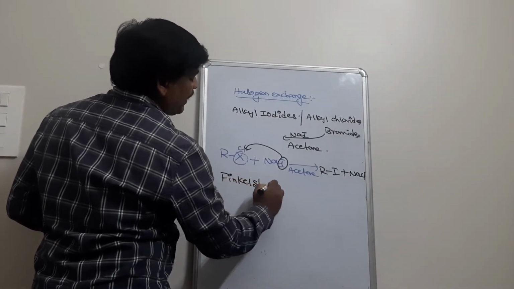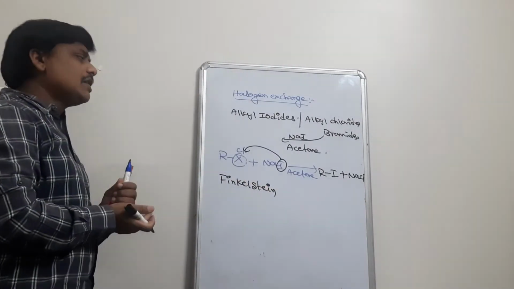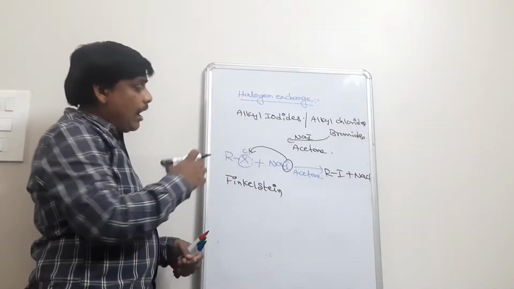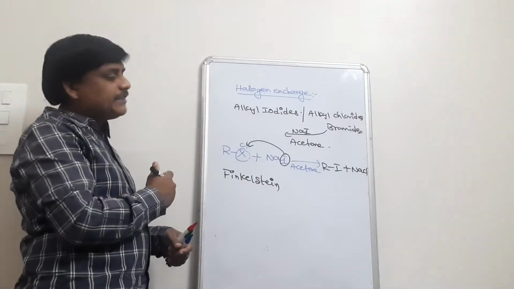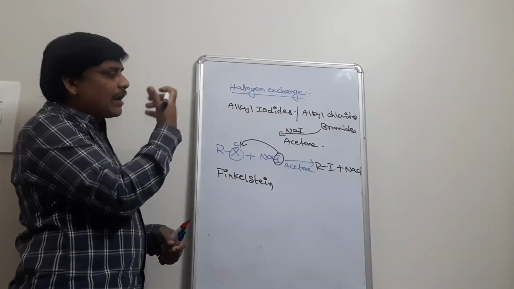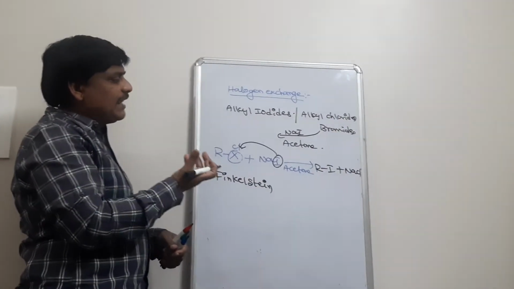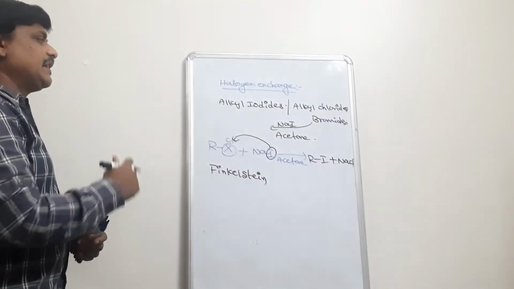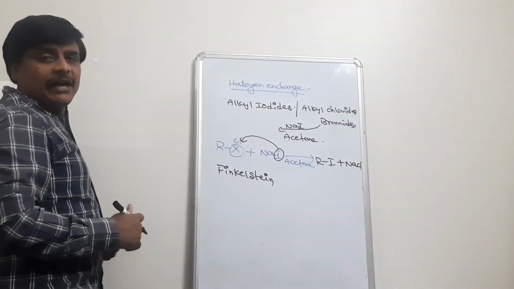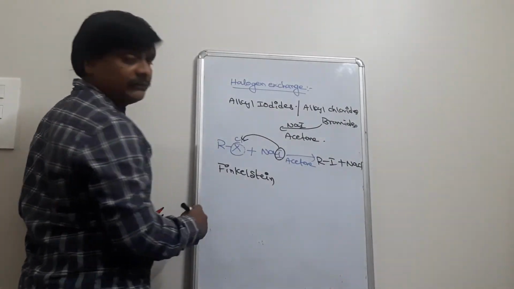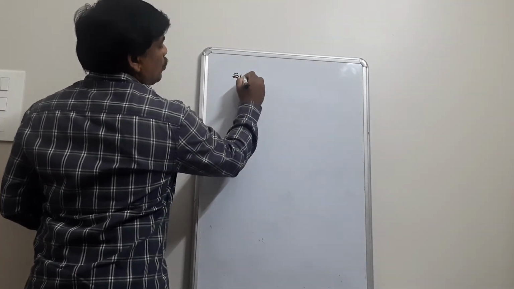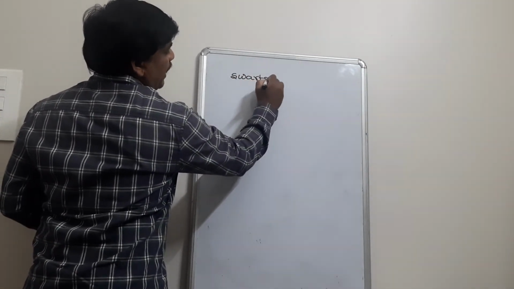This is an important reaction, the Finkelstein reaction. Through the Finkelstein reaction, we prepare alkyl iodides using either alkyl chlorides or bromides, in which the halogens are exchanged. That is the Finkelstein reaction. Next one is the Swarts reaction.